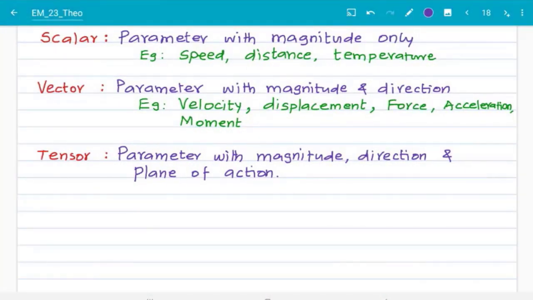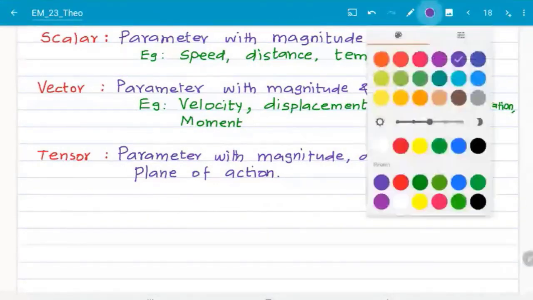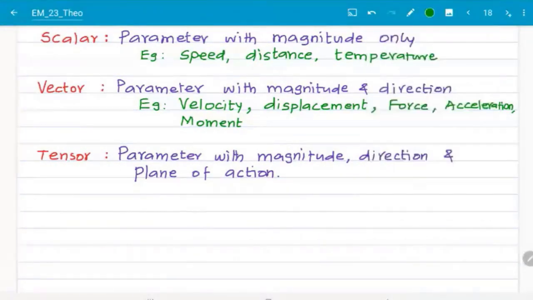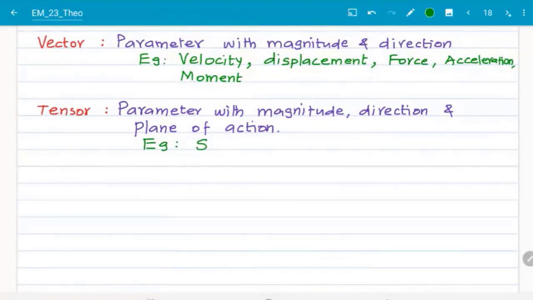We have to give the magnitude, direction, as well as the plane in which the force or stress is acting. If you give it like that, then the parameter is called a tensor. See, an example is very, very important. Example: stress is a tensor.